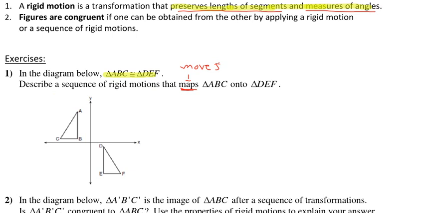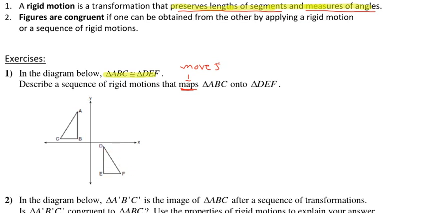So if we look at the diagram, we're going from ABC to triangle DEF. How can we get from triangle ABC to DEF? There could be different ways to do it. For example, one of the ways could be to reflect this triangle ABC on the y-axis. So that would end up here on the first quadrant. And then from the first quadrant, you could translate down and you would end up with triangle DEF.